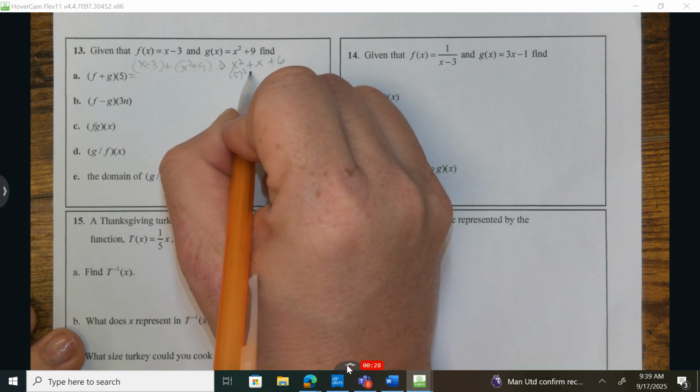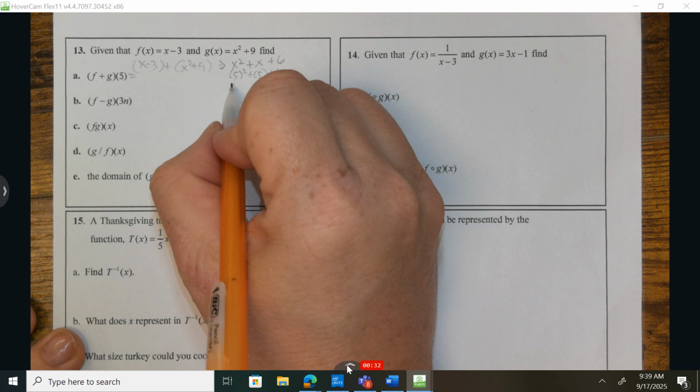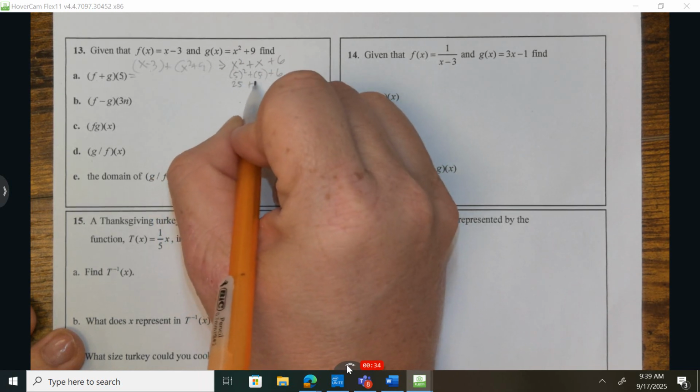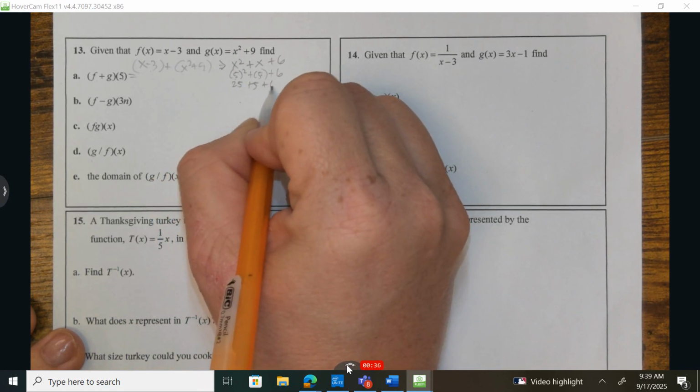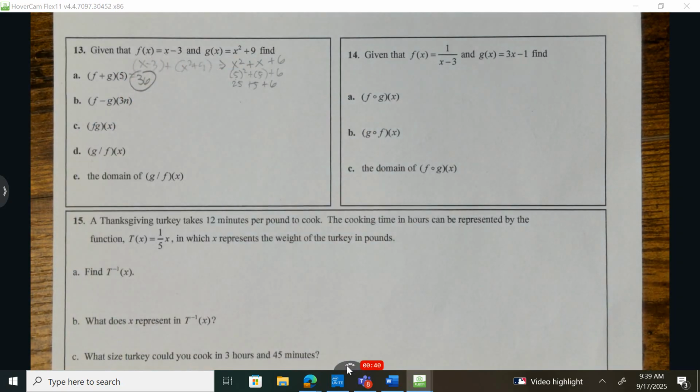Now I'm going to substitute in 5. So I have 5 squared plus 5 plus 6. 5 squared is 25. 25 plus 5 is 30. And 30 plus 6 is 36. Let's look next.